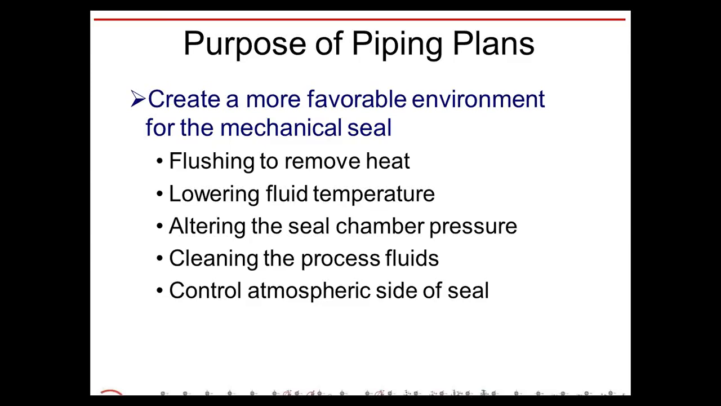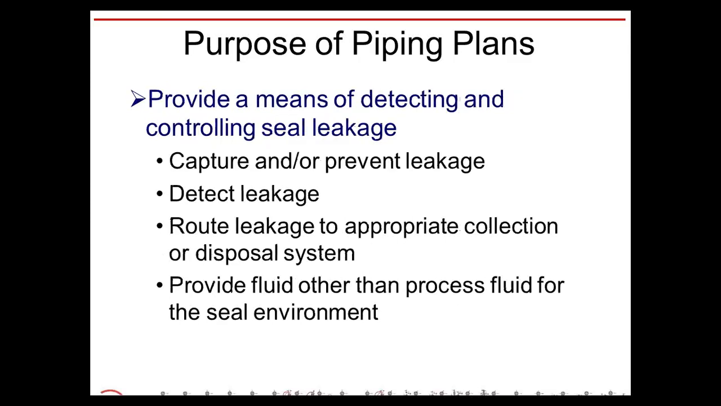You alter the seal chamber pressures, which can increase the vapor point so that you don't have any flashing. It cleans the process fluid if you have lots of solids. And in some situations, with flush plans, this is something that some people don't realize, you can actually control the atmospheric side of the mechanical seal, which is also very advantageous.